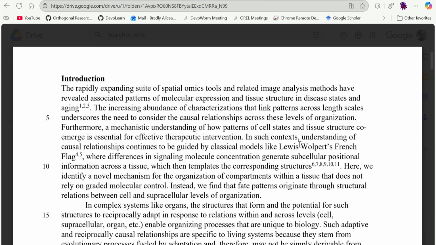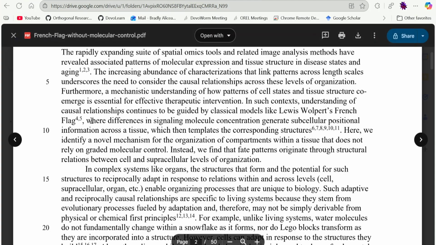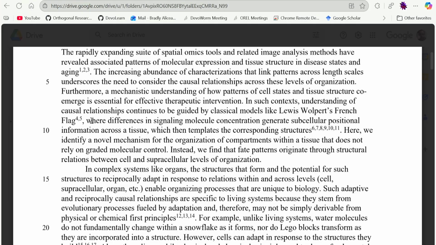So the French flag model was introduced by Louis Wolpert, and that's the classical model for this type of patterning in different structures. Again, you think of the French flag, it's three stripes. Each stripe has a sharp boundary, and this is the thing we need in tissues to distinguish between different types of tissue within the structure and perhaps different types of function.